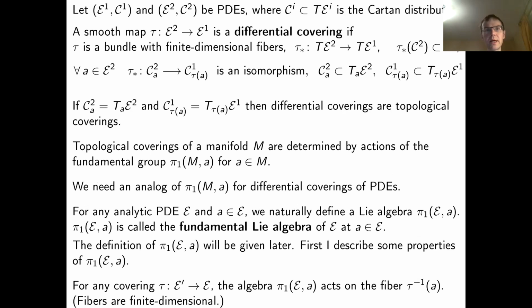Okay, now a geometric definition of coverings. We have two PDEs, E1 and E2 are manifolds. C1 and C2 are the corresponding Cartan distributions. We consider a smooth map tau from E2 to E1, and it is called a differential covering if several properties hold. First, tau is a bundle with finite dimensional fibers.